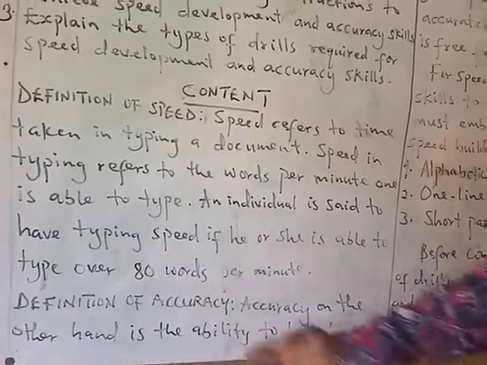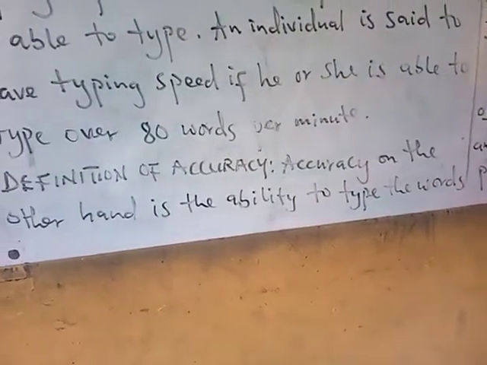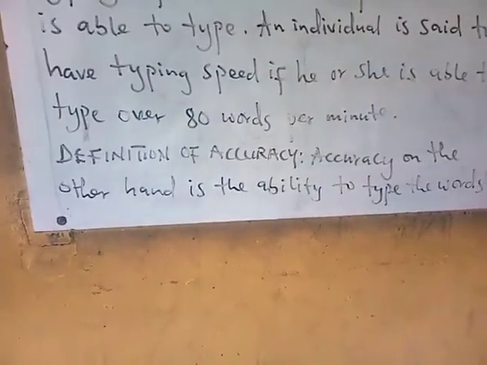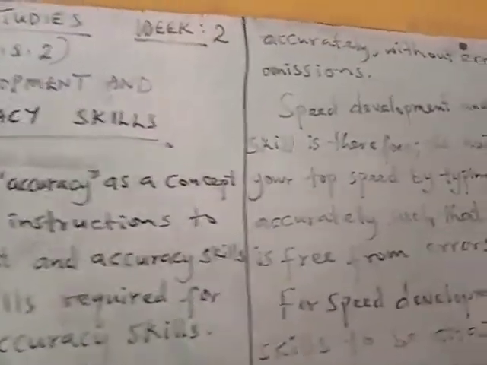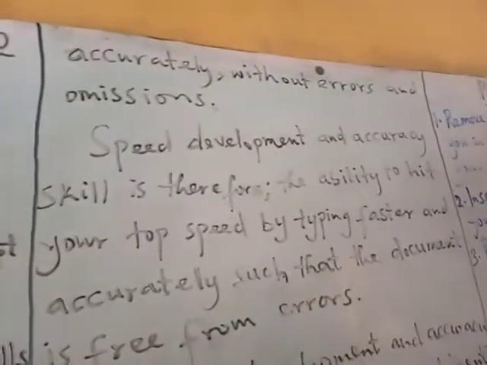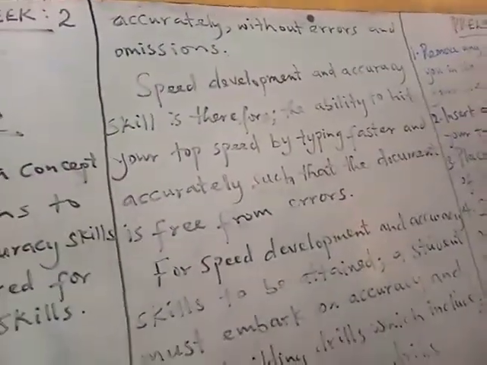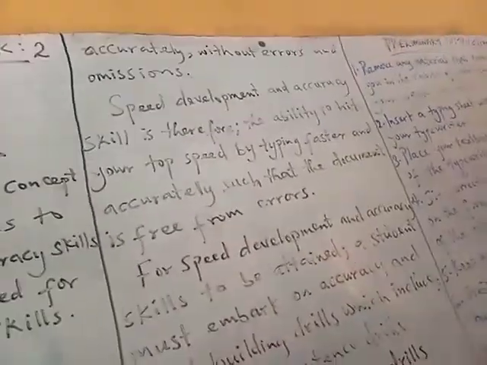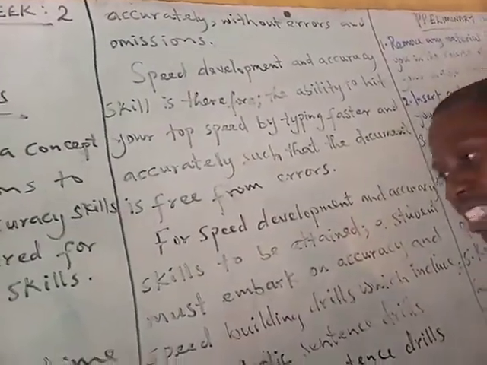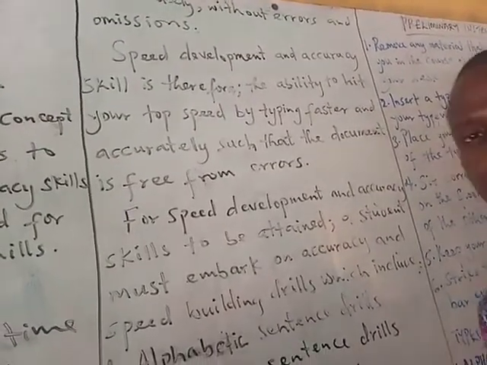Having said that, accuracy is also defined. On the board it says, on the other hand, it is the ability to type the words accurately without errors and omissions. When you're able to type these words accurately without errors and omissions, in that case, we are said to be accurate. That's what accuracy is all about, while speed, as we have seen, is the time it takes to type a document.